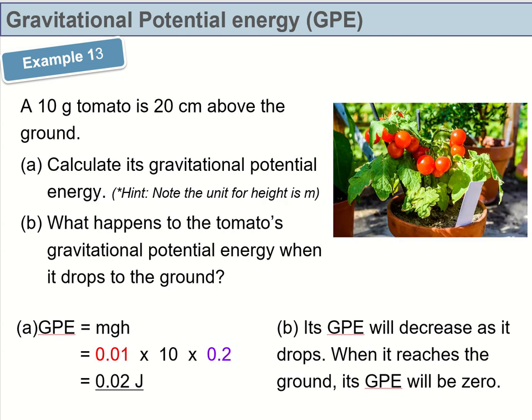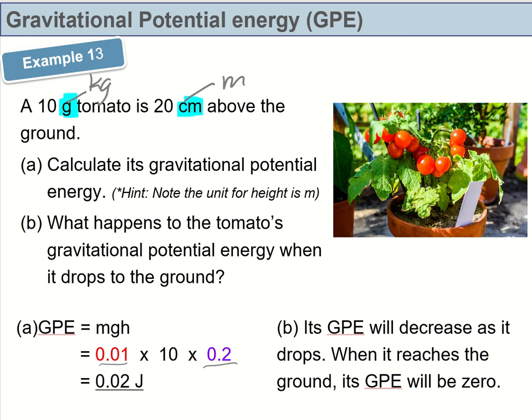Okay, so some nice tomatoes here. If a 10-gram tomato is 20 centimeters above the ground, what is its gravitational potential energy? Now, this is no difference from the previous question, except that you have to be a little bit more careful with the units. So you can see that the mass is given in grams, the height is given in centimeters. So you have to make sure you convert them to their respective SI unit. So the grams has to be in kilograms, cm has to change to meters. So this is what happens after conversion, and your answer is 0.02 joules.